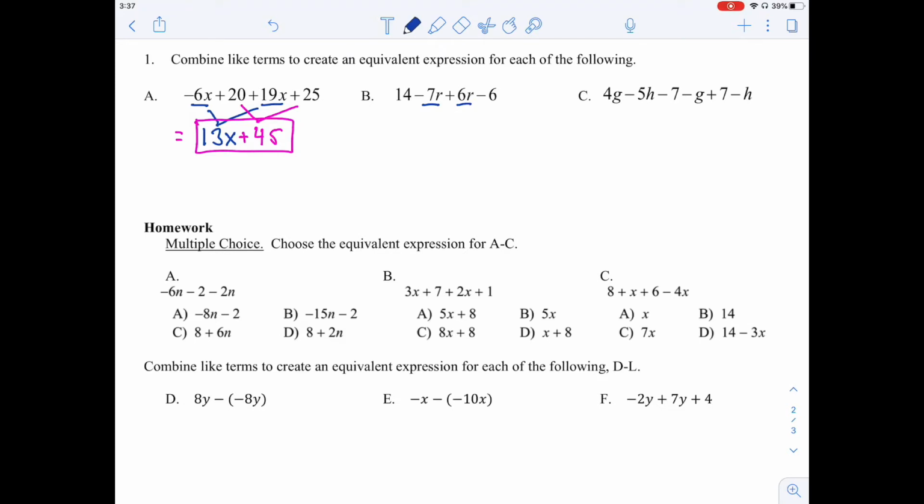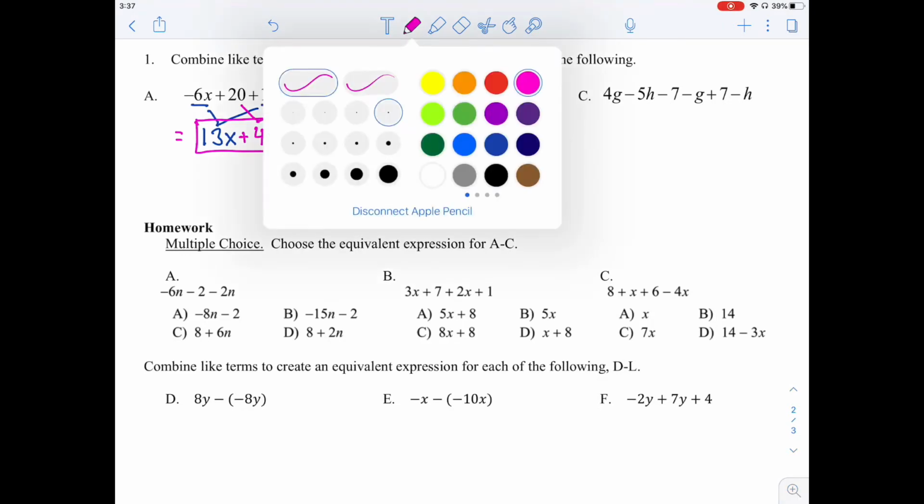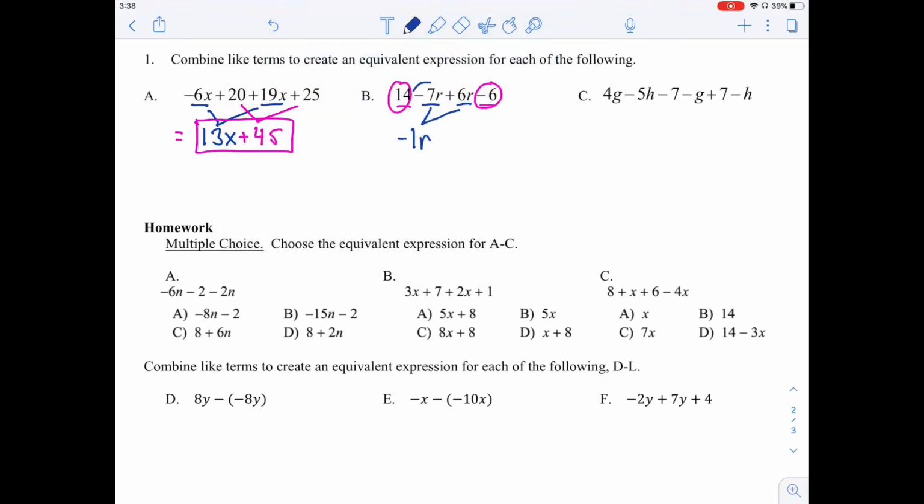We just combine them. We usually start with the letters first, and then put the numbers at the end on the right. So negative 7 plus 6 is negative 1, so we get negative 1r. Then we go to the constants, 14 and negative 6. Remember your signs. 7 has a negative in front of it, 6 has a positive in front of it. So remember the signs, very important.